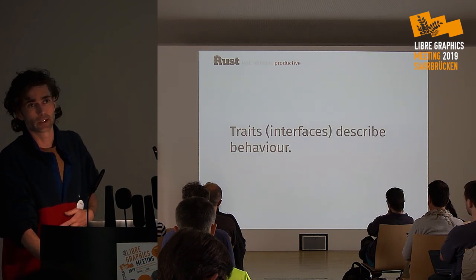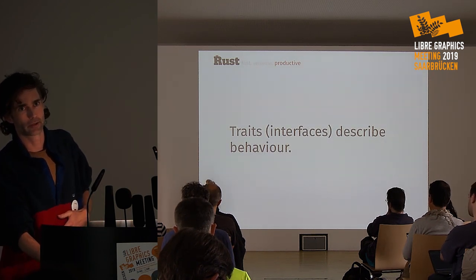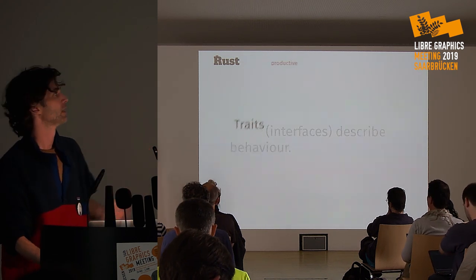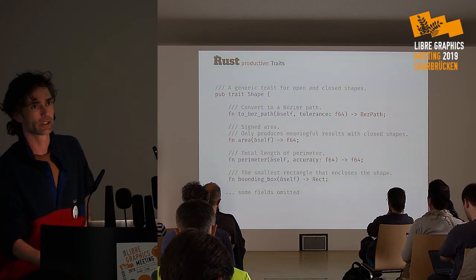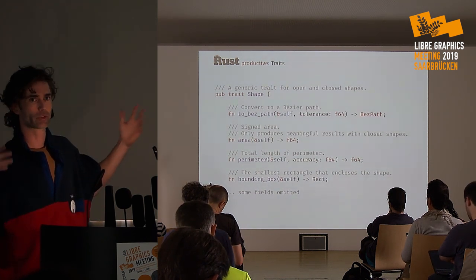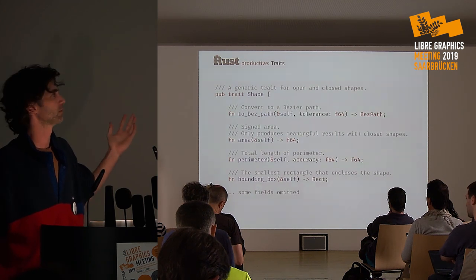A really big one is the trait system. Traits are like interfaces in Java or protocols in Swift. They describe some set of behavior. And here's a concrete example. Here is a shape trait. And so this is basically just an abstract platonic idea of shapeness. What does a shape have?